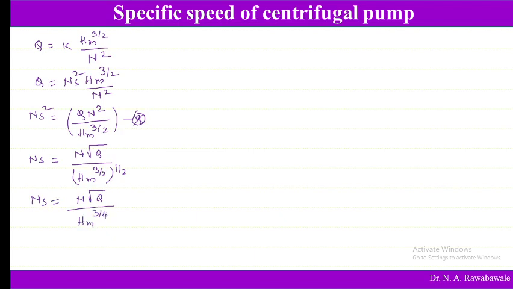So powers are multiplied, 3 by 2 into 1 by 2 becomes 3 by 4. So now we call this equation number 9. This equation number 9 is the equation for specific speed of a centrifugal pump.